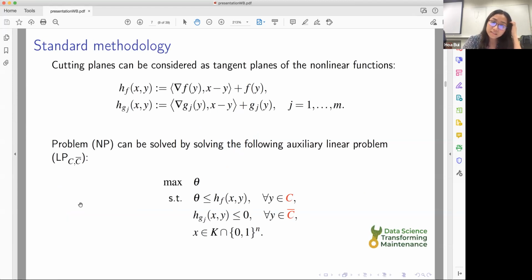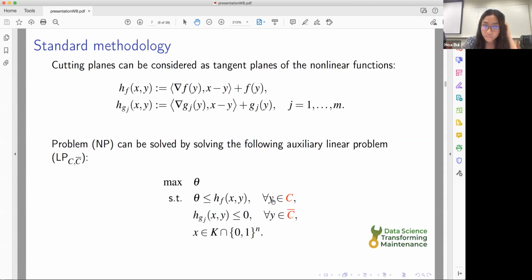So first of all, let's answer the question: which cutting plane should we choose? The first cutting plane we think of should be the tangent planes, because this is the easiest form. So let's forget about what happens here. The nonlinear problem can be solved by solving a sequence of auxiliary linear problems.